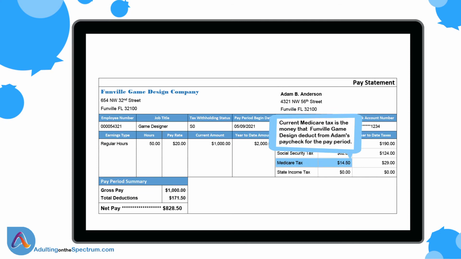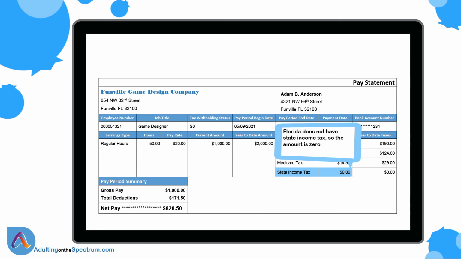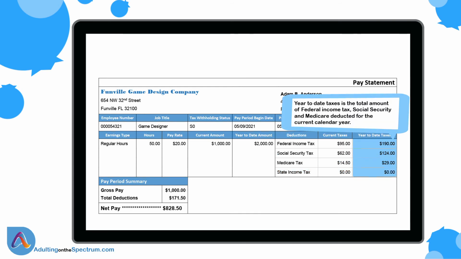Current Medicare is the money that Funville Game Design will deduct from Adam's paycheck for the current pay period. Florida does not have income tax, so the amount is zero. Year-to-date taxes is the total amount of federal income tax, Social Security, and Medicare deducted for the current calendar year.